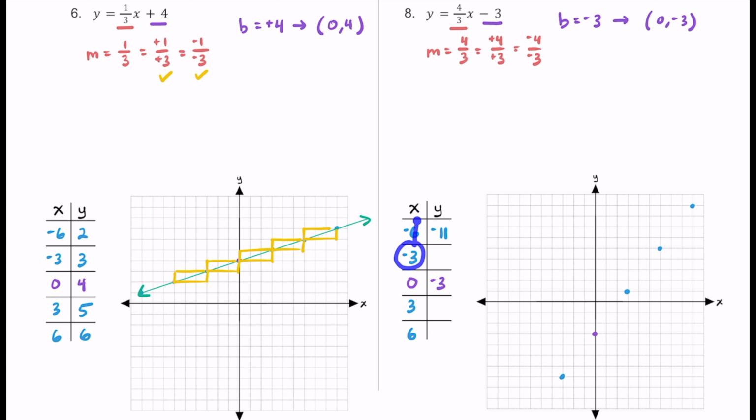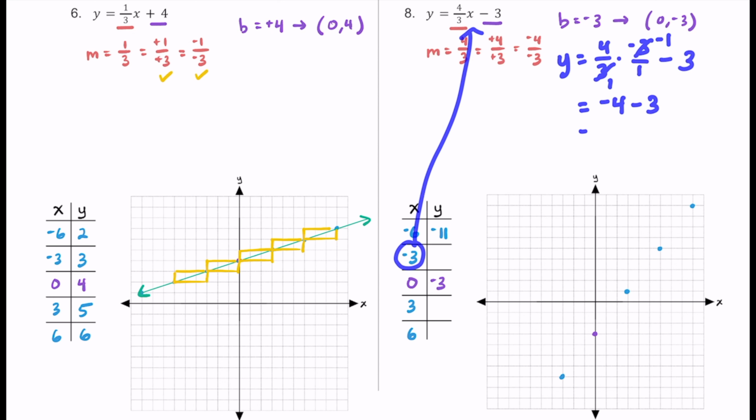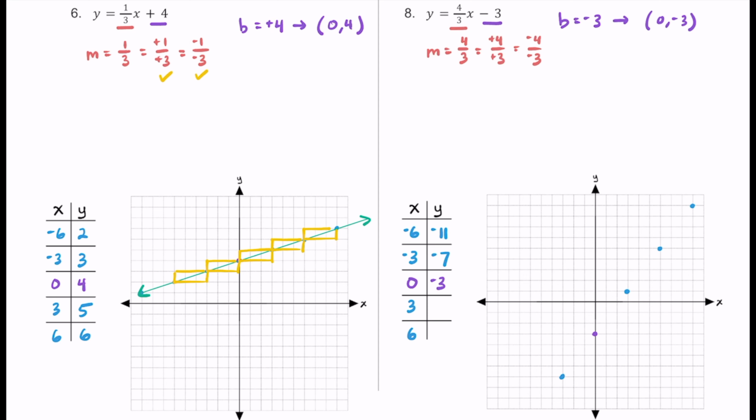When x is -3, plug that in over here. So we have y is equal to 4 over 3 multiplied by -3 over 1, take away 3. These 3's cross cancel. You get -1 and 1. 4 times -1 is -4. -4 take away 3 is -7. So when x is -3, y is -7. And that's actually this dot we've already created. So let's go ahead and just put that in the table.